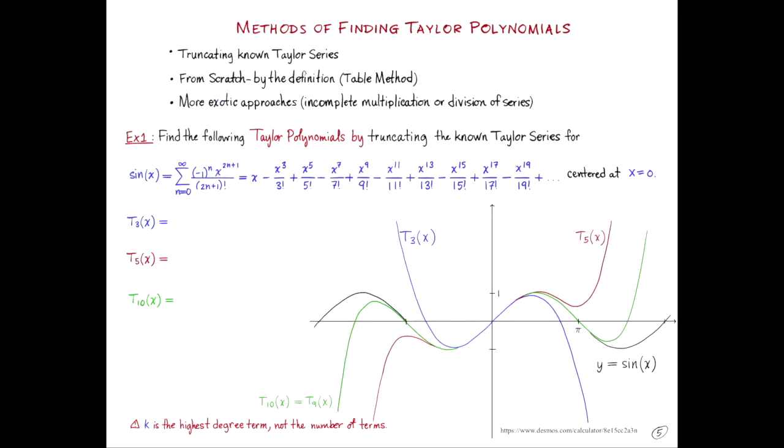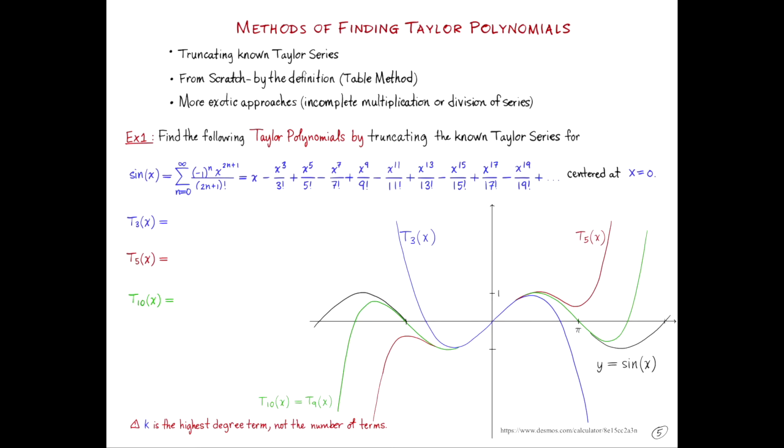We have three primary methods of finding Taylor polynomials. The first is truncating a known Taylor series. Secondly, we can find them from scratch by using the definition of a Taylor series to find the Taylor polynomial. That's what we call the table method. And last, there are more exotic approaches, such as incomplete multiplication or division of series. We'll do an example of each type in lecture today.